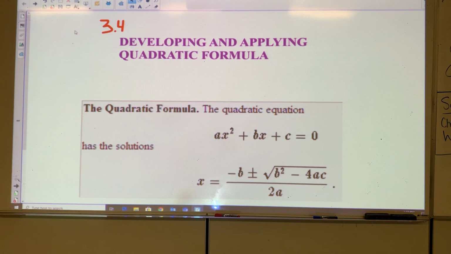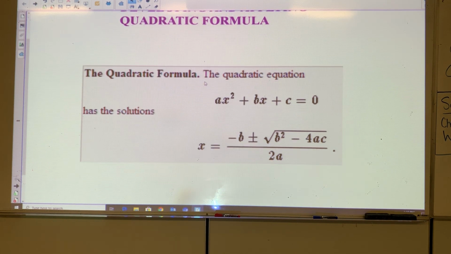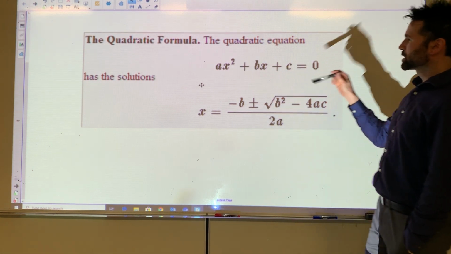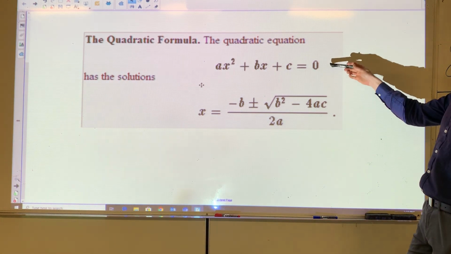There we are, 3.4, developing and applying the quadratic formula. So, without further ado, here is the quadratic formula. It comes from this version of our trinomial with a, b, and c. Notice how it's set equal to 0.